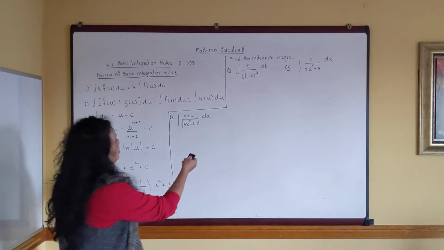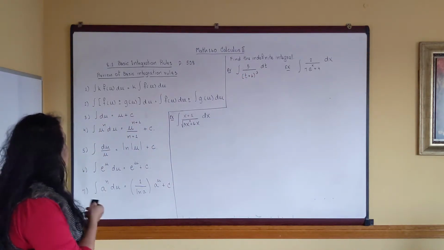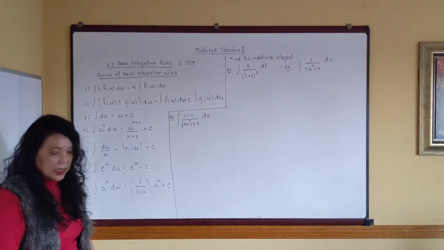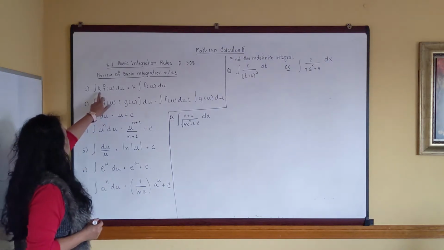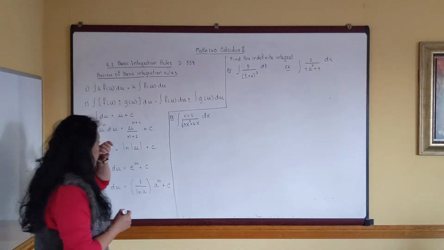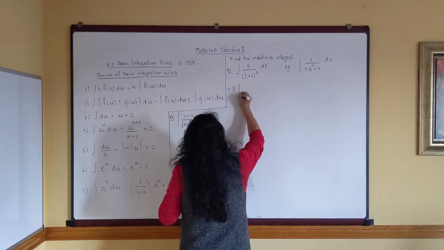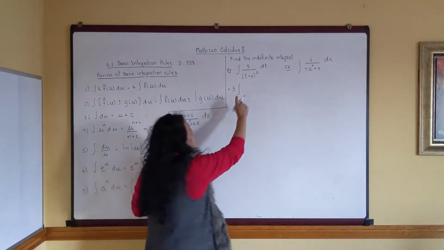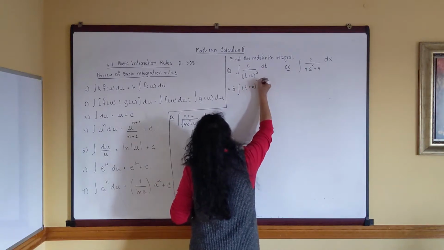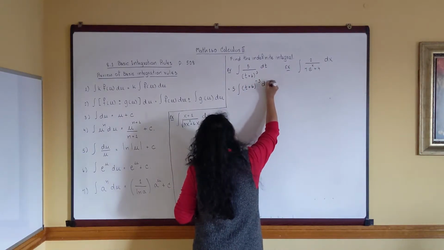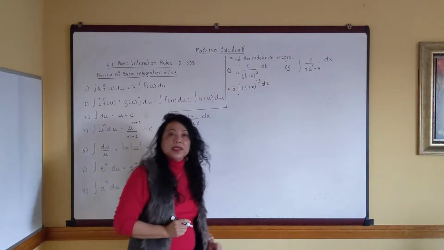My first example is over here. As much as I can, I'm going to apply one of these formulas. First thing I'm going to do is rewrite it. I'm going to bring out the 5 because I'm allowed to do it from the first property. Alright, I'm taking out the 5. I'm going to rewrite this as t plus 6 to the negative 3 dt. I just rewrite it as I bring it up, so it's going to be negative 3.